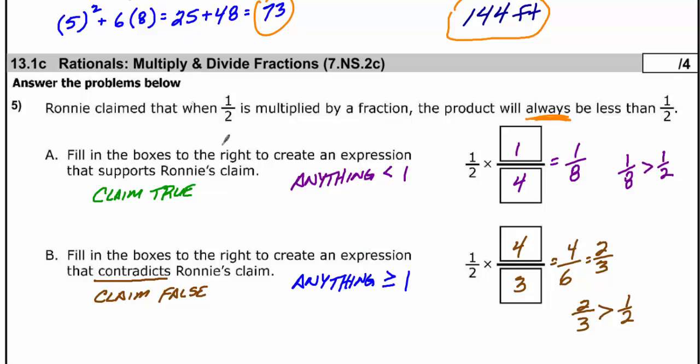Because remember, if we did the equal to part, if we said 1/2 times 1/2, let's call it 2/2, we get, or let's just call it 1. Heck, let's just call it 1/1. 1/2 times 1/1, we get 1/2. And 1/2 is equal to 1/2. And since Ronnie said it has to be less, if we can make it equal, we win. So anything greater than or equal to 1/2 is going to work.